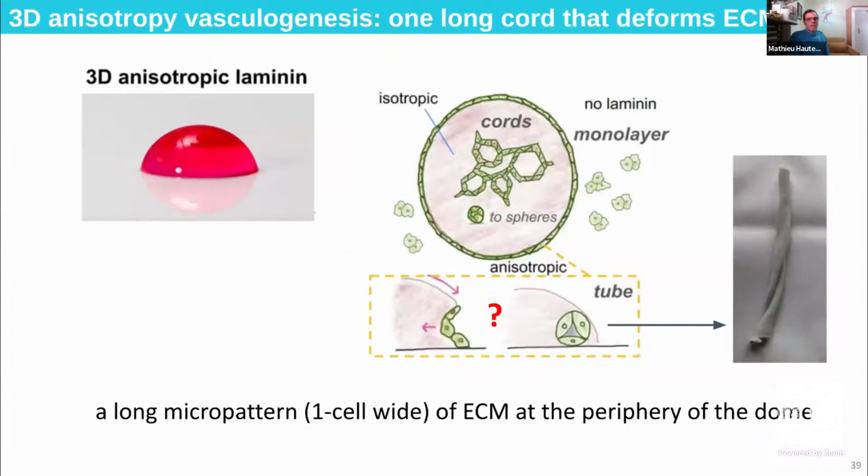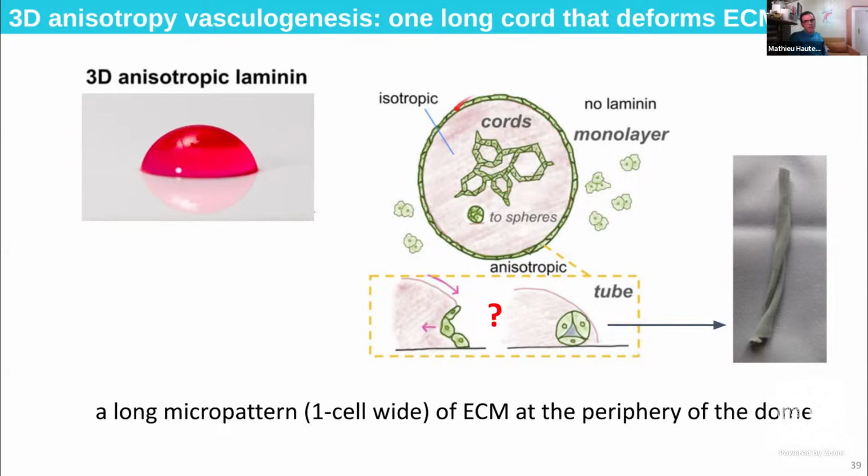For that, Jimena used an anisotropic structure around a dome of this laminin-rich gel, which is Geltrex in our case, a droplet. We have a very long micropattern, very thin but very long, around the dome. And what she found is that in the center of this dome, cells would form cords, which is exactly what happens on top of Matrigel. On the outside of the dome, which is glass, a monolayer will form slowly but surely.